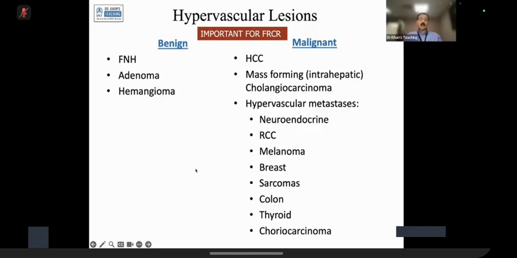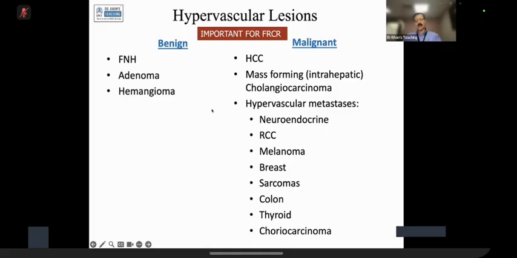Now, hypervascular focal lesions in the liver are very important for your exam. Of course, the world is more complex than what is on this slide, but just remember what is here, and you cannot go wrong with this. It can be benign and it can be malignant. Benign: FNH, adenoma, hemangioma. Malignant: HCC, mass forming or intrahepatic cholangiocarcinoma, and hypervascular metastasis.